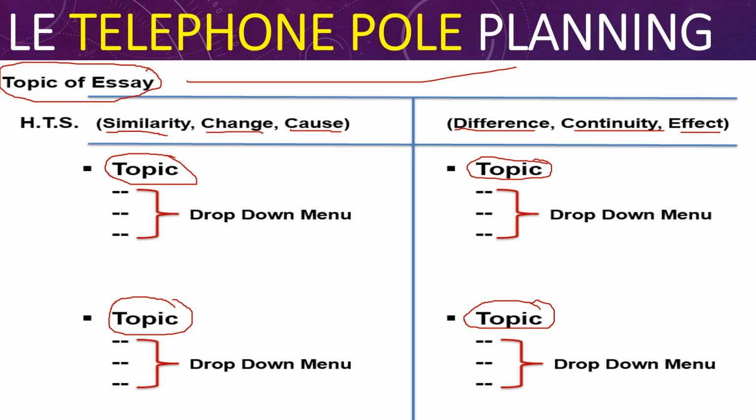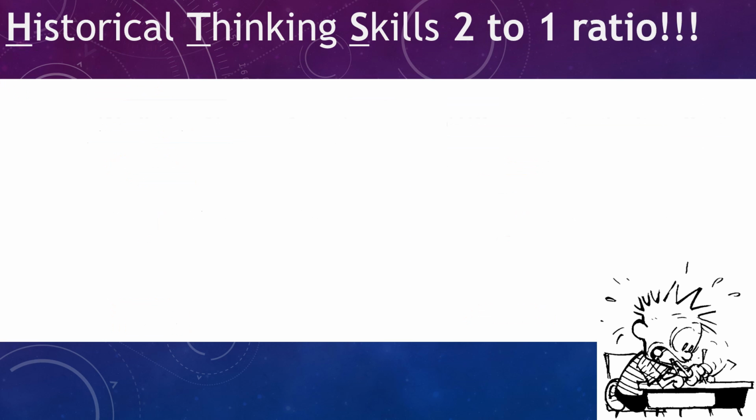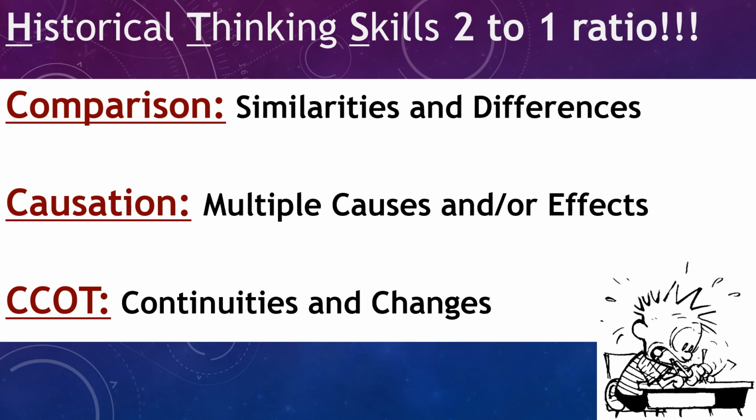Now you might not have time to cover both of these, but as soon as you list the topic, I want you to drop down menu that topic. Tell me everything that you know about that topic that you're going to use in your essay to help support that topic and to help support that historical thinking skill, or what is now called the reasoning skill. Again, the historical thinking skill or reasoning skill should be used in almost a 2-to-1 ratio. You might be able to go 2-to-2, but at least 2-to-1.